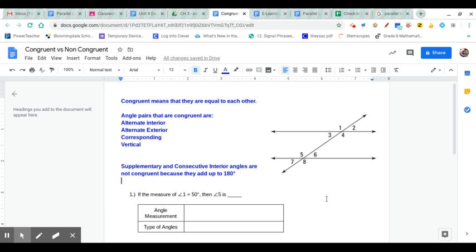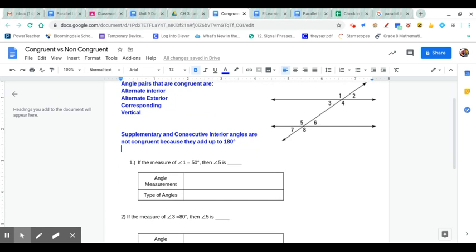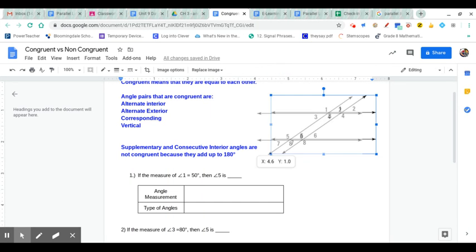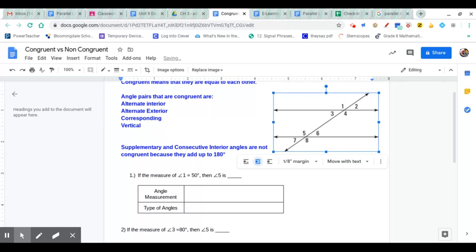So if we have this example here, if it says if the measure of angle 1 is 50 degrees, then angle 5 is. Before we can figure out the angle measurement, we need to identify what that angle is going to be.